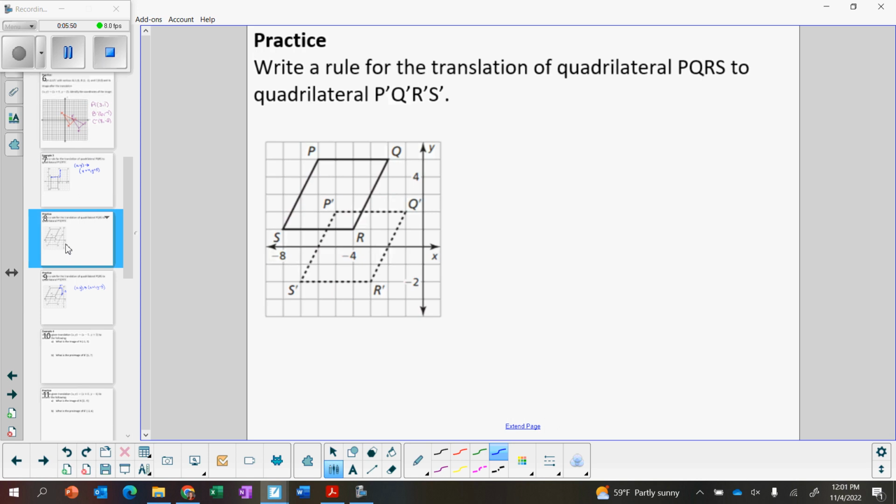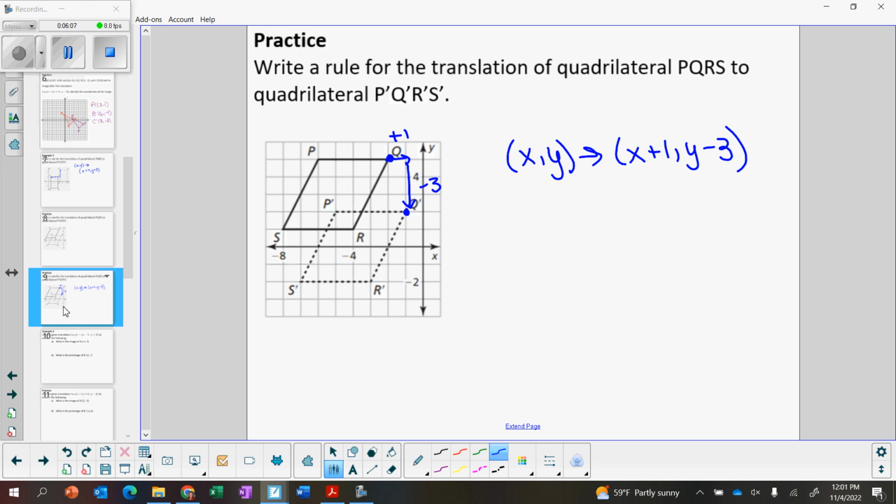We are going to go ahead and try this one. Write the rule for the translation from PQRS to P prime, Q prime, R prime, S prime. Pause, and when you're done, play the second. Okay, so our rule would be x plus 1 and y minus 3 because it moves down.